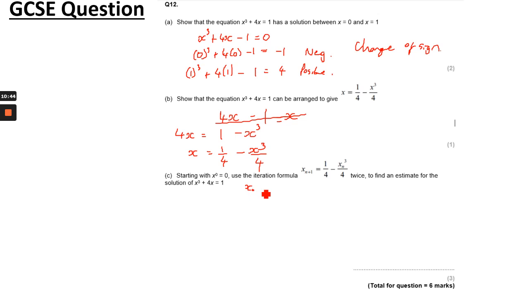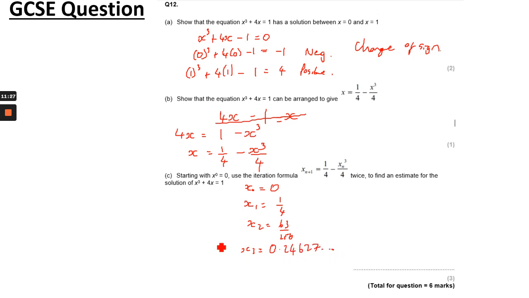Okay, so if x0 is equal to 0, what they want you to do is to write that out. So x1, I'm just going to use this in my calculator. In fact, I'll write the full working out, because I'm going to show you how you do it properly. 1 over 4 minus the answer cubed divided by 4. Okay, so the first one is a quarter. The second one is 63 over 256.